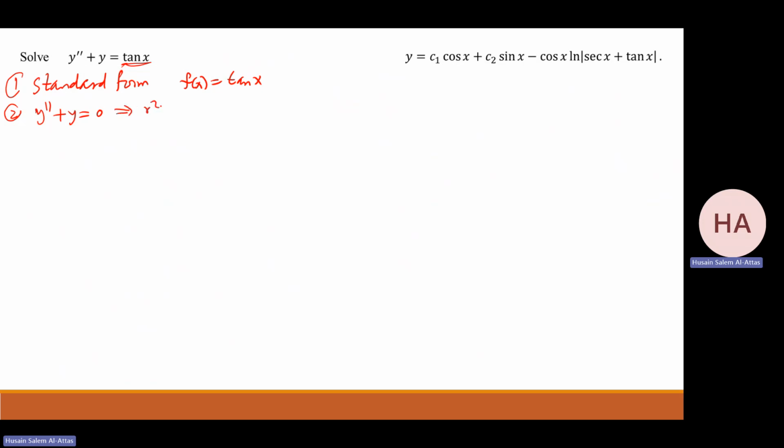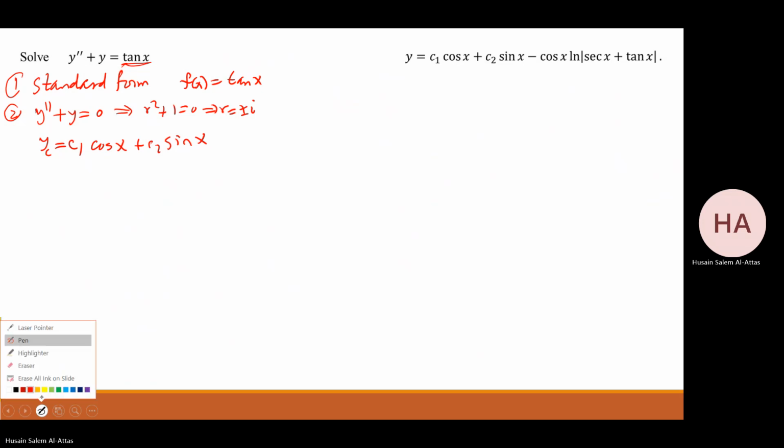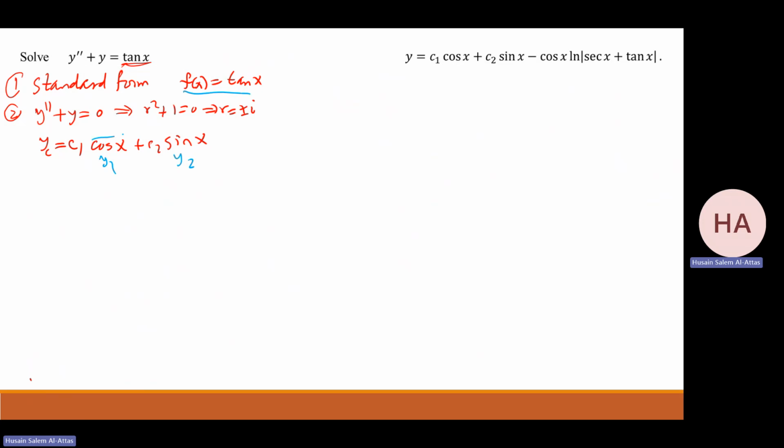So I have r squared plus 1 equals 0. I have r equals plus or minus i. So what is yc? C1 cosine x plus C2 sine x. Okay, so this is y1 and this is y2. Why do I need this? This is what I need: y1, y2, and f of x to find yp. Okay.